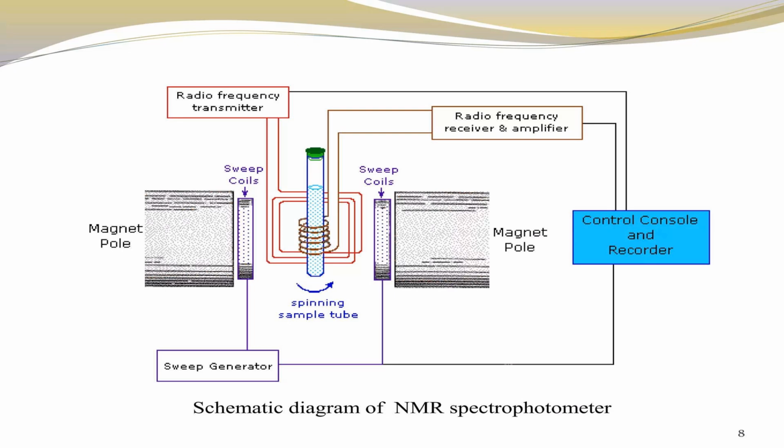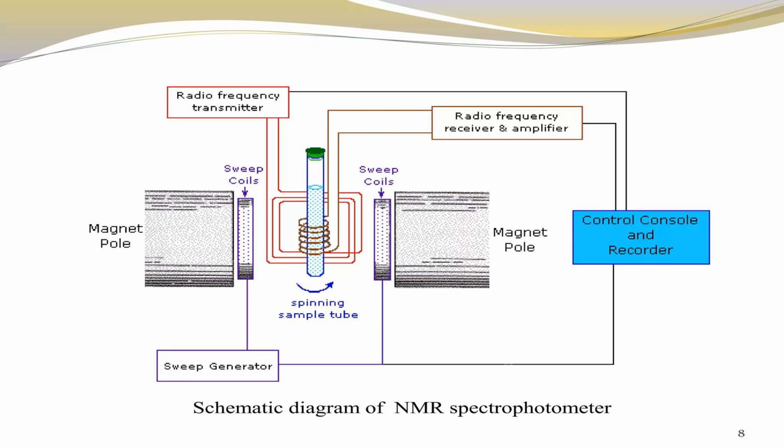Schematic diagram of an NMR spectrophotometer. Magnetic poles: a strong magnet creates a uniform and intense magnetic field required for aligning nuclear spins in the sample. Then second will be the sample tube. The sample is contained in a spinning tube placed at the center of the magnetic field. Spinning ensures uniform magnetic exposure and reduces distortions.